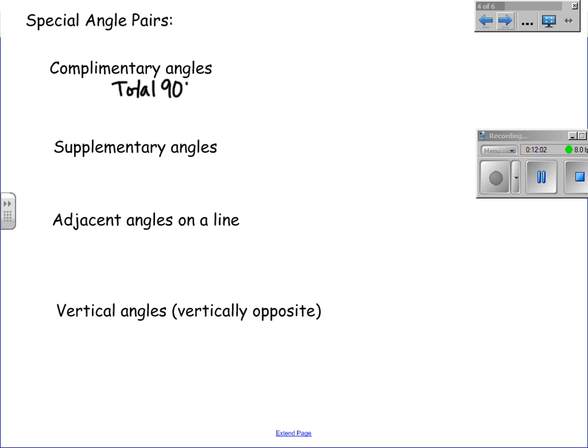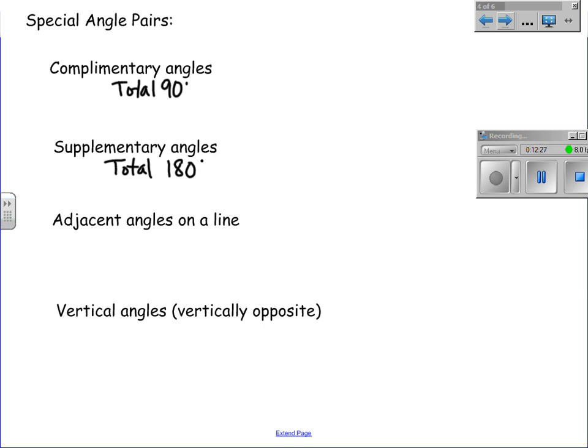Supplementary angles also have a special sum. So what do you guess for this one? 180. Very good. Supplementary angles total 180. Same idea. How do you remember which is which, Mrs. Doble? Well, C comes before S and 90 comes before 180. So when I had to remember it the first time, that's kind of how I remembered it. All right.